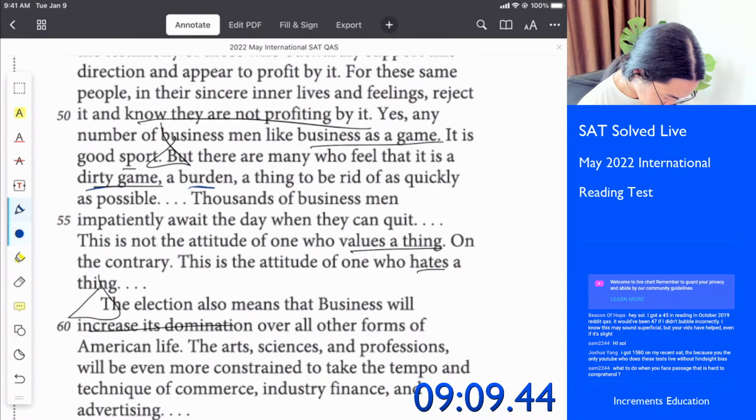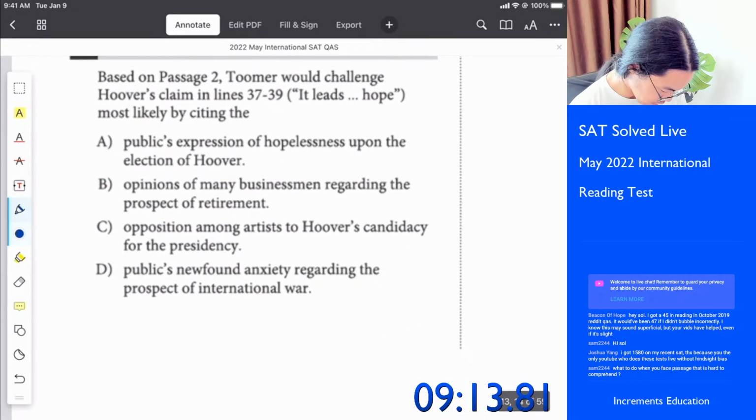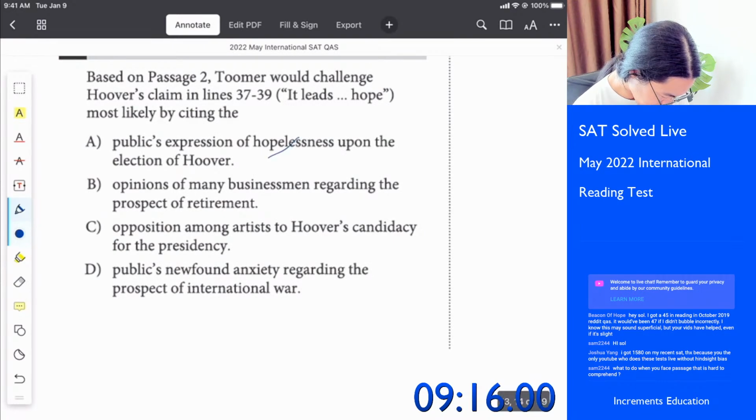It actually makes people, it feels dirty, up until 55, people don't like it. Hopelessness, public, opposition, retirement, no, opposition, artists, no, anxiety regarding the inner, no, what the heck?